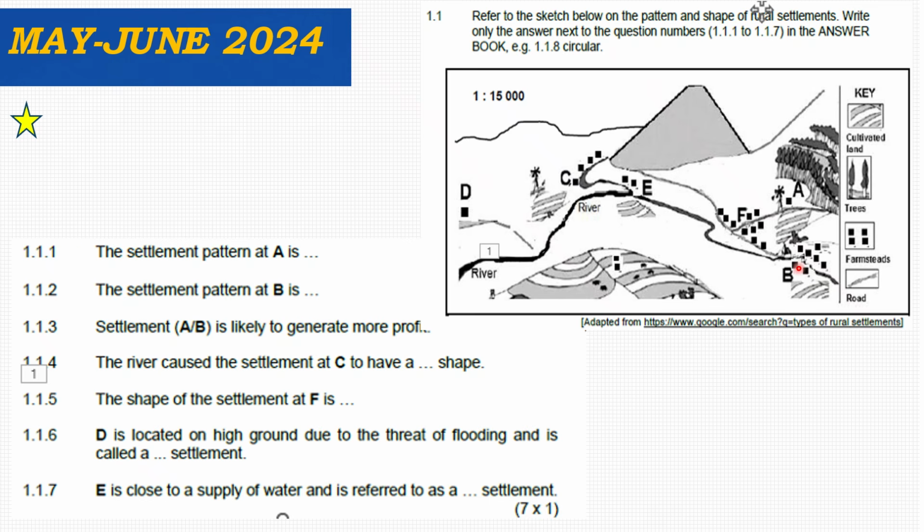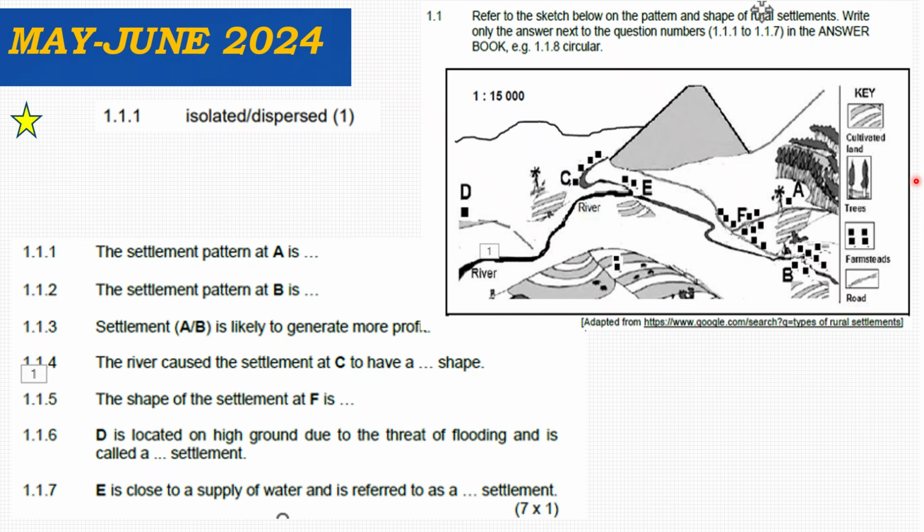Settlement A or B is likely to generate a profit. Here's A, here's B. Remember what I told you about nucleated? There are a lot of farmsteads there. They are nucleated, so these farmers are going to share in the profit. Obviously, if we are sharing, you're going to have less profit. But this one here is independent, so all the profits will go to this person. So A has more profit.